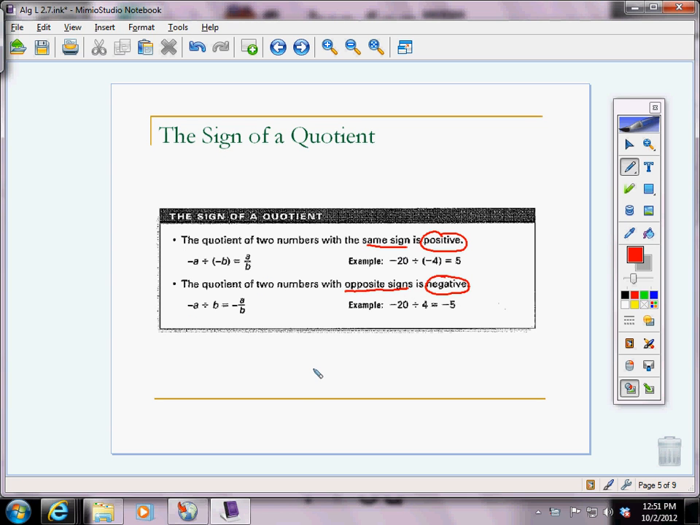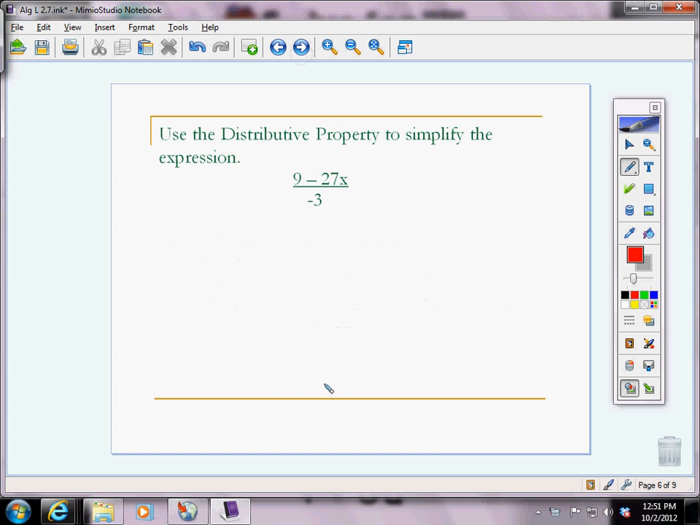Again, these are the same rules that apply to integers and rational numbers, and they're also the same rules that apply to multiplication, except we're dividing here instead of multiplying. Let's look at an example of how we can use this division of real numbers to simplify problems. This says use the distributive property to simplify an expression. Let's come back to the distributive property here in a second.